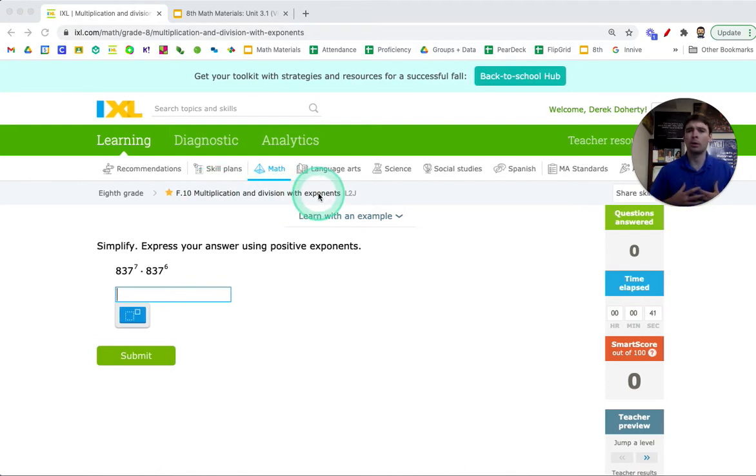I'm also going to go a little more quickly because this just combines F8, multiply with exponents, and F9, divide with exponents, and makes you use both skills at once. So I'm going to move a little more quickly here. F8 and F9 go in more depth for those videos.